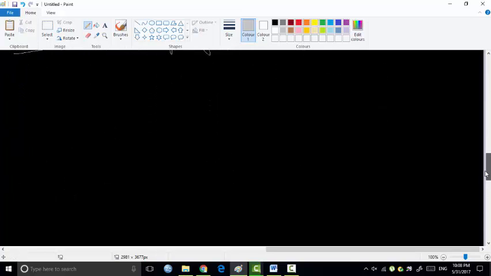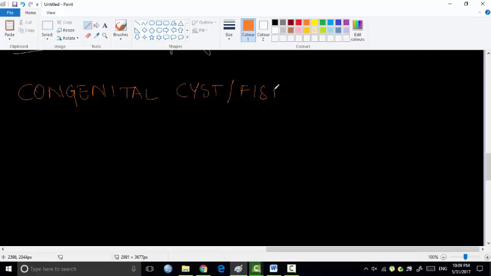So the last and final cyst or congenital swelling which we are dealing with today is congenital cyst or fistula. This congenital cyst or fistula is not a different entity from dermoid, right? This congenital fistula is a continuation of the dermoid cyst, right?